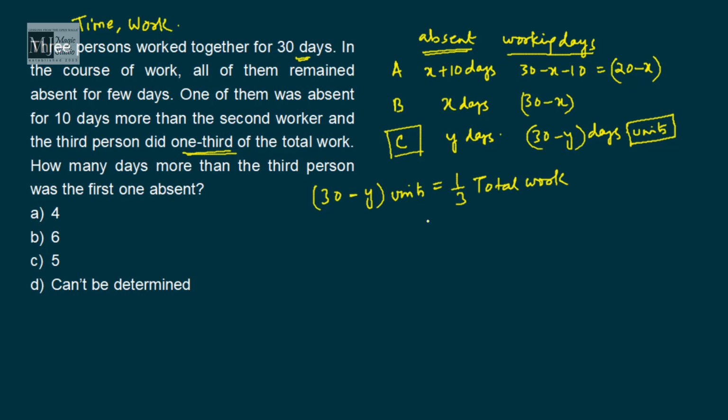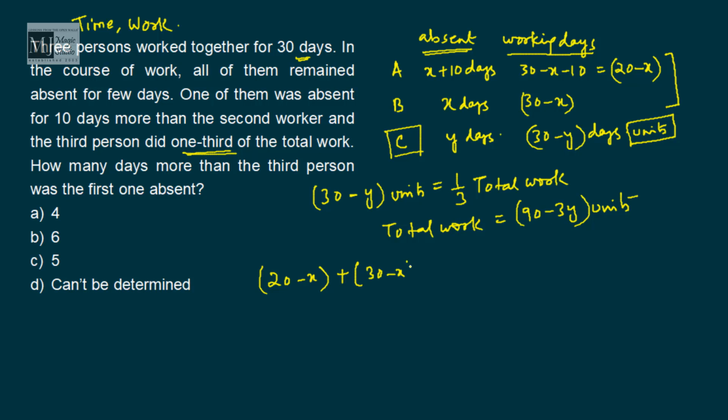We should always switch on to the units mode. That means total work that needs to be completed is 90 minus 3y units. This is the total work to be done, isn't it? That means these two people have produced how much? 2/3 of the total work. That would be 20 minus x plus 30 minus x is equal to 2/3 of 90 minus 3y.